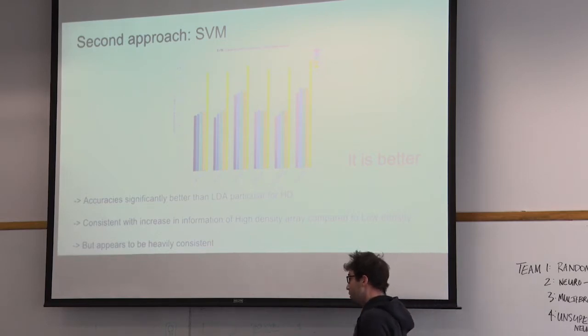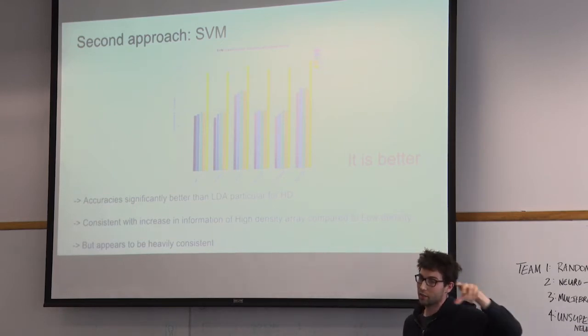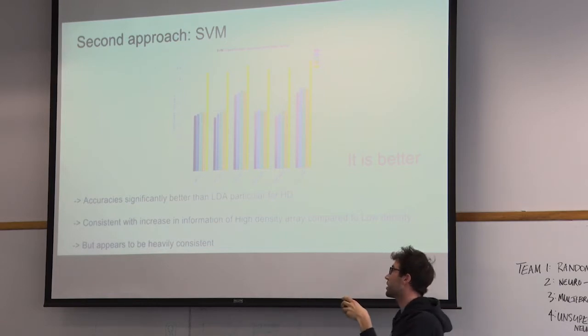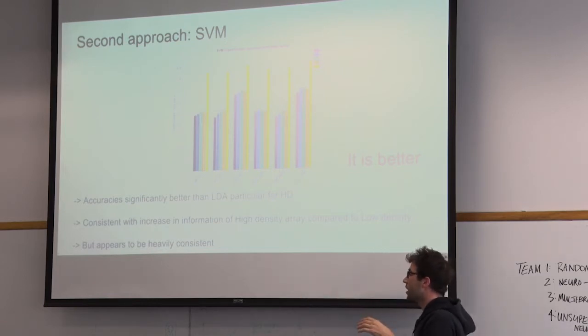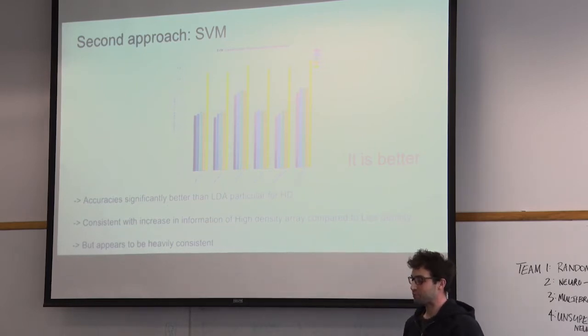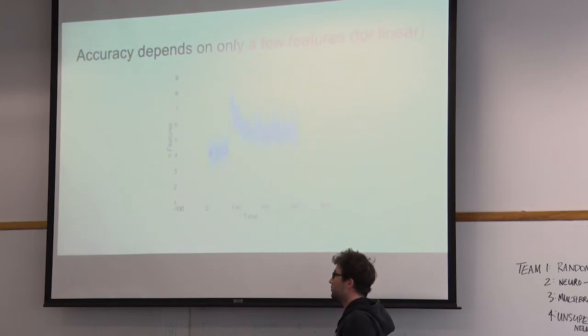Overall, we got much higher accuracies with the higher density electrodes compared to the lower density electrodes. And this would be consistent with more information being encoded in the higher density array. It appears to be heavily dependent on the cross-validation scheme. So we used 80% here. If you use K-fold, they drop a little.